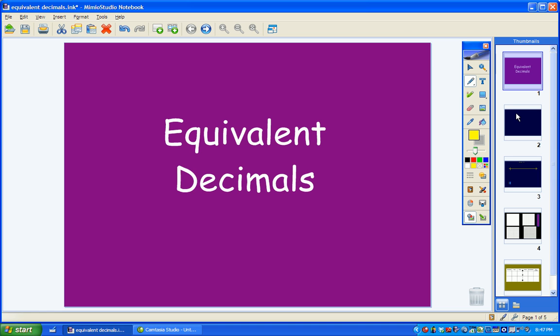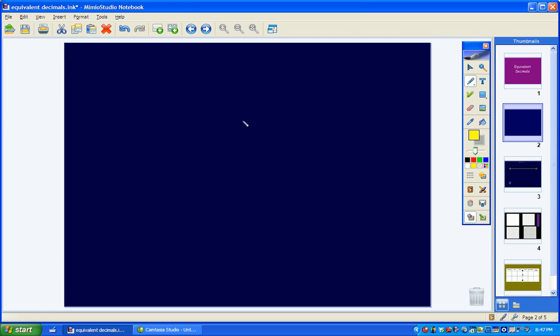Equivalent fractions. Well, first of all, you're probably asking yourself, what exactly does equivalent mean? So we're going to discuss what the word equivalent means in math. So you're going to go ahead and take these notes on the teacher side. Equivalent in math means that they are equal in value.